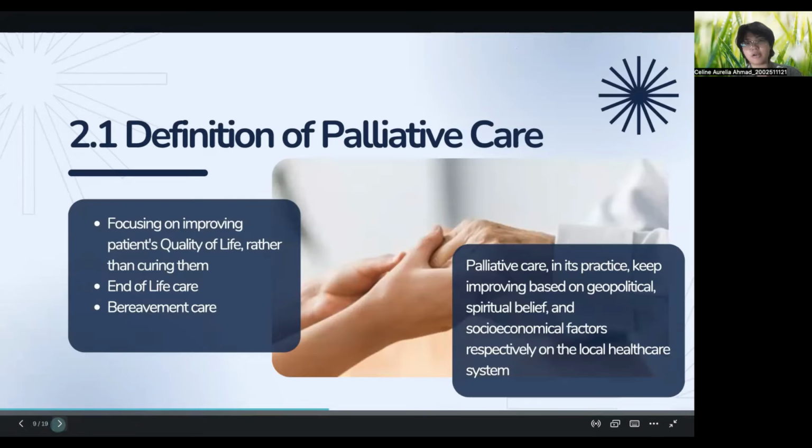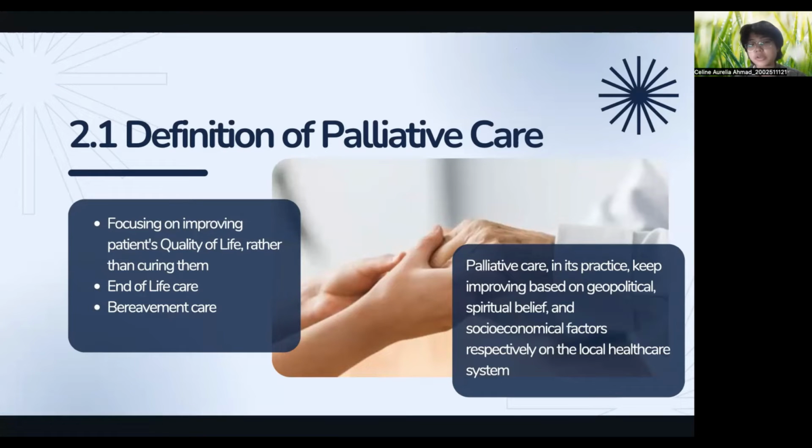Now I will explain about the definition of the palliative care. Palliative care, or PC, is a medical field that focuses on maintaining and also improving the patient's quality of life rather than curing them. In this context, usually it's the patients with chronic or terminal illness. In this definition, PC towards the patient starts when the diagnosis of the related illness starts. Also, the extended branch of palliative care is end-of-life care and bereavement care for the loved ones of the patients. Palliative care in its practice keeps improving based on the geopolitical, spiritual belief, and socio-economical factors in the local healthcare system, in order to improve or maintain an optimal outcome for the patients, sometimes based on the local religion and so on.